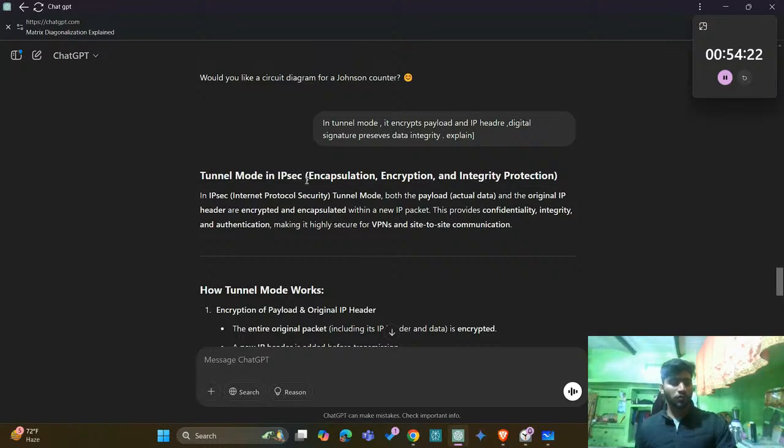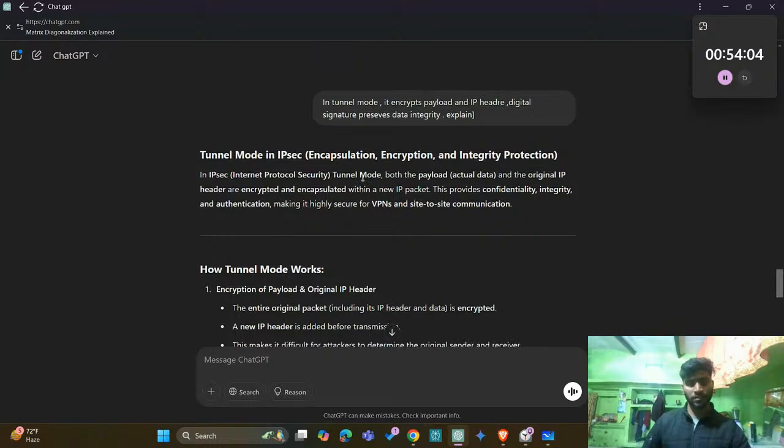Internet Protocol Security. Tunnel mode: both the payload, the actual data, and the IP header are encrypted, and encapsulated within a new IP packet. This provides confidentiality, integrity, and authentication.